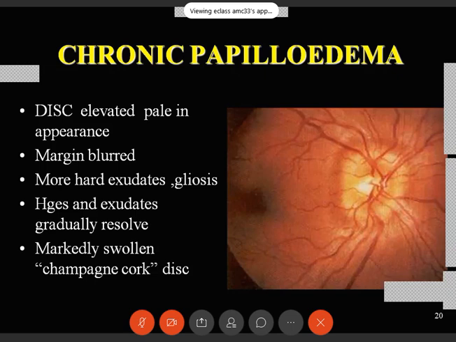A markedly swollen disc is present. The disc is elevated and becomes paler in color in advanced papilledema with atrophic changes. When gliosis is present, it leads to axonal degeneration, and the optic nerve becomes atrophic. Margins are blurred, with more hard exudates and gliosis, hemorrhages and exudates gradually resolve, and a markedly swollen disc is present. This is advanced papilledema.